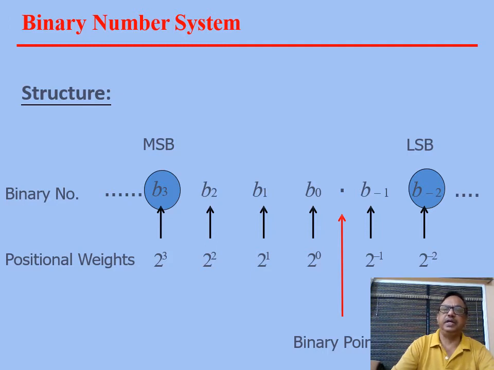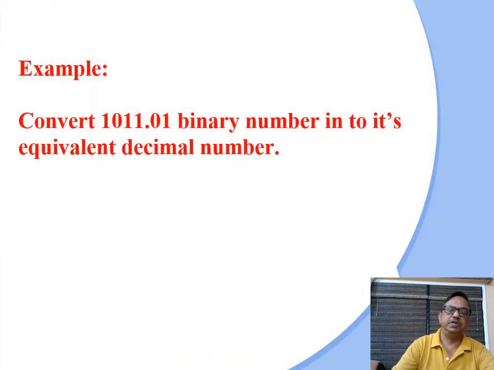Here we can see that this one is known as the LSB, that is least significant bit, and this one represents the most significant bit. I will show you this thing in an example.